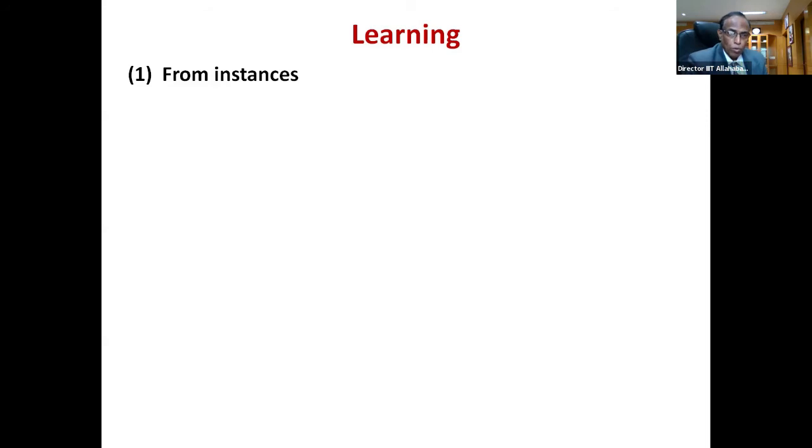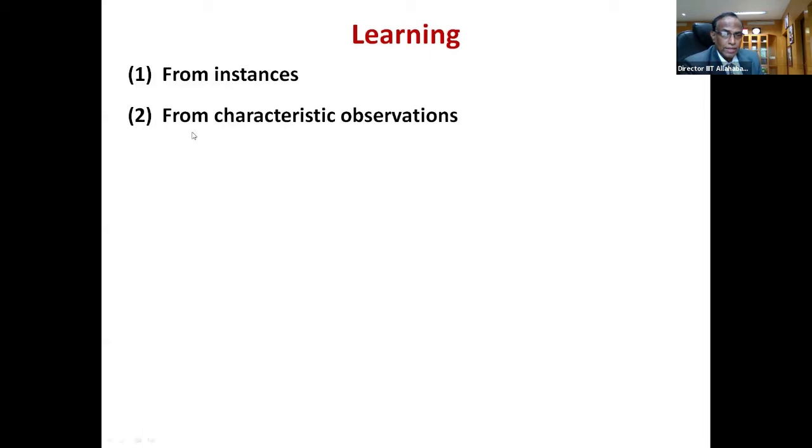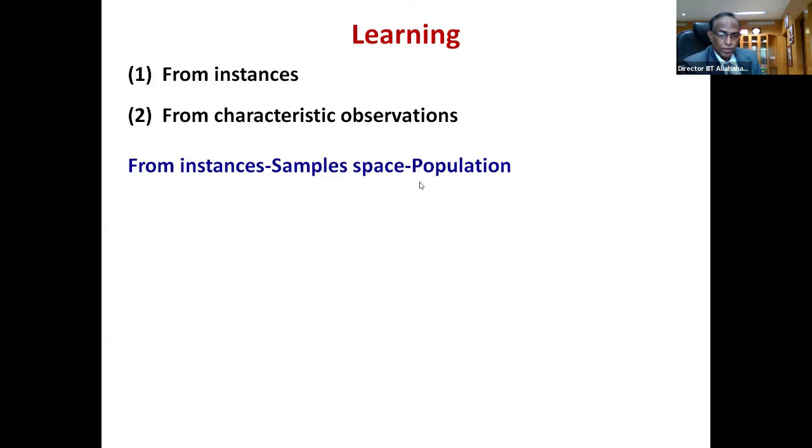Now, open the book, go through the book, then it is learning from characteristic observations. When you talk to a person, you find out how he reacts, how he talks, on what topics he talks. These are the characteristic observations. Learning from a large number of samples is one aspect. Learning from the respective observations is another aspect. So the learning from instances constitutes the sample space. That is what we call a population.